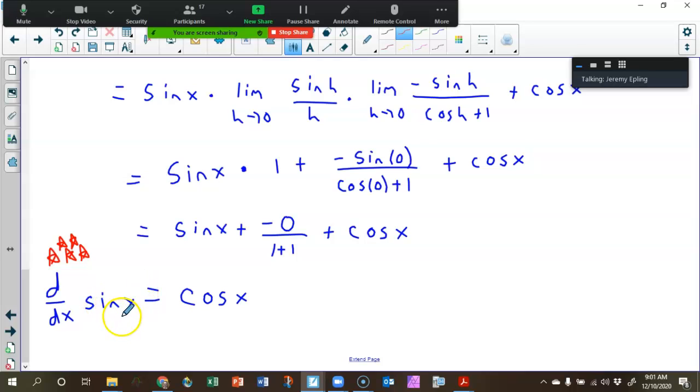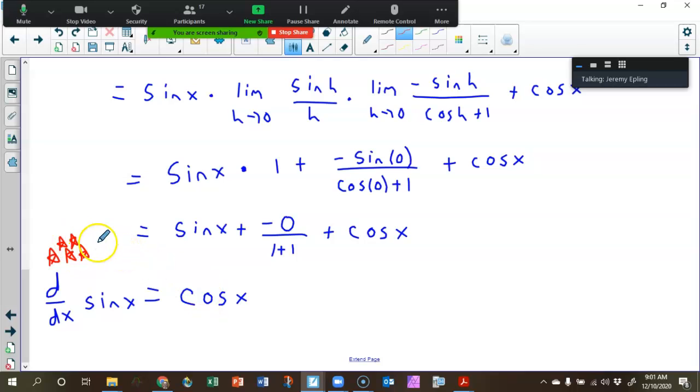Now, pay attention. This is the sine of x. It's not the sine of 2x. It's not the sine of 1/2 x. It's not the sine of x plus pi over 4. We only found the derivative of sine, and it was equal to cosine.